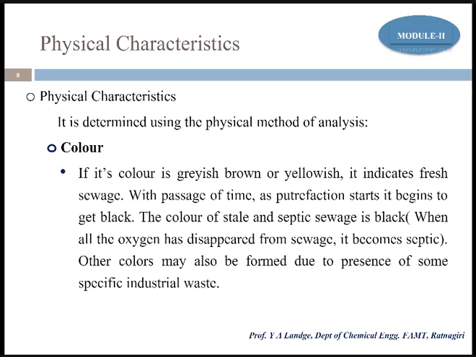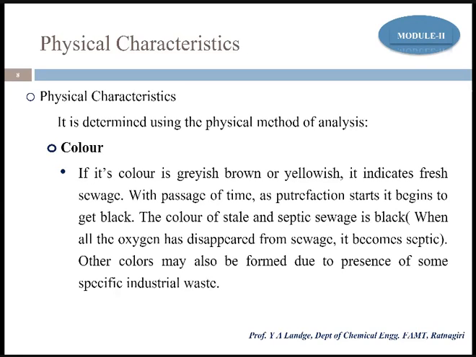With the naked eye we can easily find out the quality of the wastewater. The first is on the basis of the color. If you find a grayish brown or yellowish color, it indicates that it is fresh sewage. Fresh sewage means that if the color is grayish brown or yellowish, then we can say the effluent has freshly come into the ETP plant.